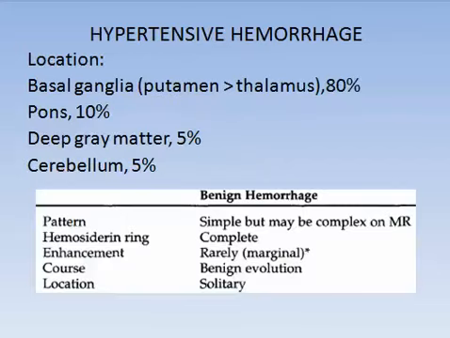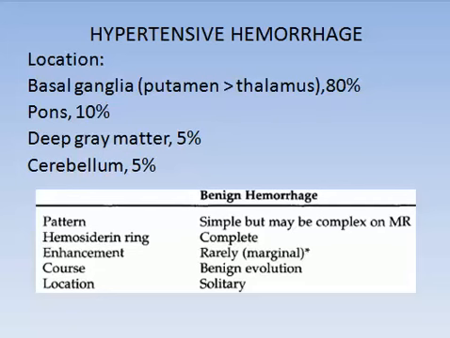Now, some words about hypertensive hemorrhage, which is the most common. 80% of hemorrhages are in the basal ganglia, 10% in the pons, 5% in the deep gray matter of the cortex, and 5% in the cerebellum. Usually it is simple. Usually there is a complete ring. Marginal enhancement is rare.